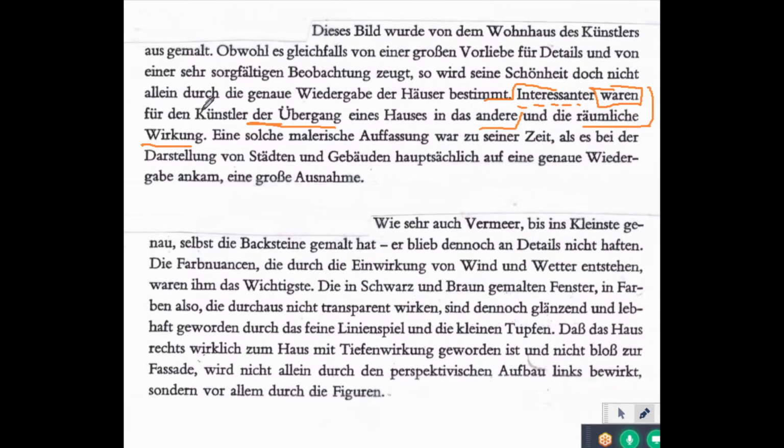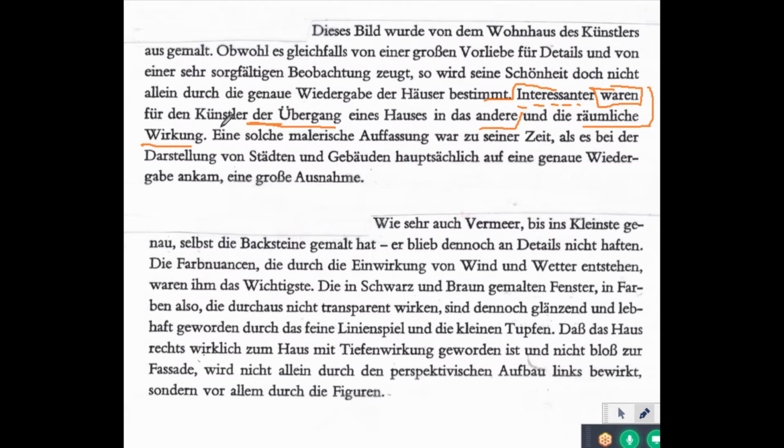Eine solche malerische Auffassung war zu seiner Zeit, everybody? Eine solche malerische Auffassung war zu seiner Zeit, als es bei der Darstellung von Städtchen und Gebäuden hauptsächlich auf eine genaue Wiedergabe ankam, als es bei der Darstellung von Städten und Gebäuden hauptsächlich auf eine genaue Wiedergabe ankam. Eine große Ausnahme.